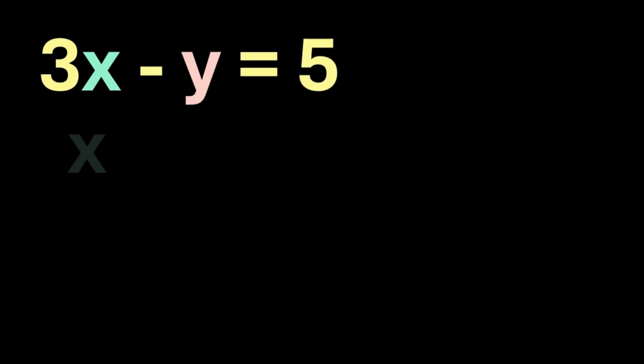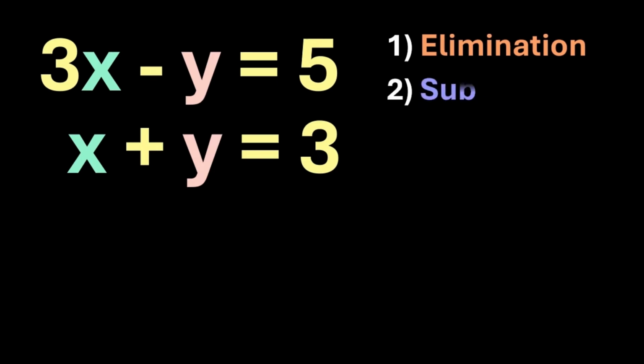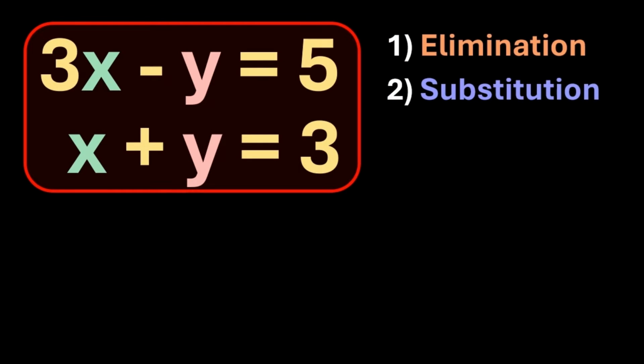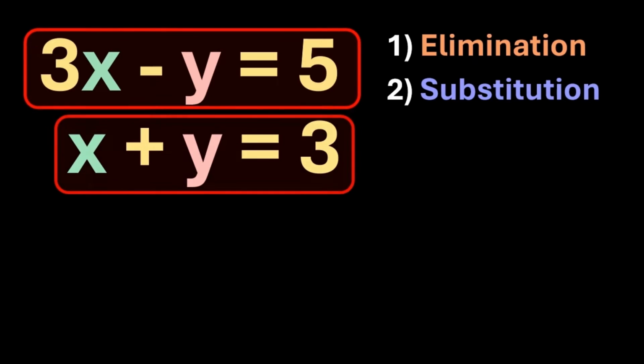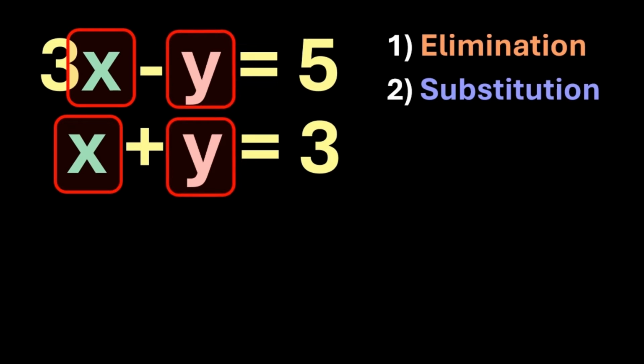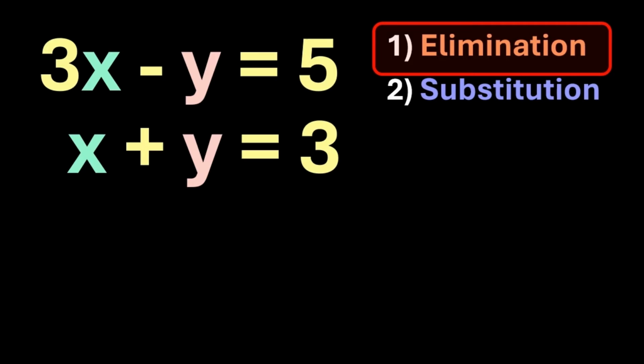There are two methods that can be used to solve a system of equations: the elimination method and the substitution method. And I'm going to show you how to use both of these methods right now. Here we have a system of equations that consists of two linear equations, and it has two variables, x and y, both of which we need to find.